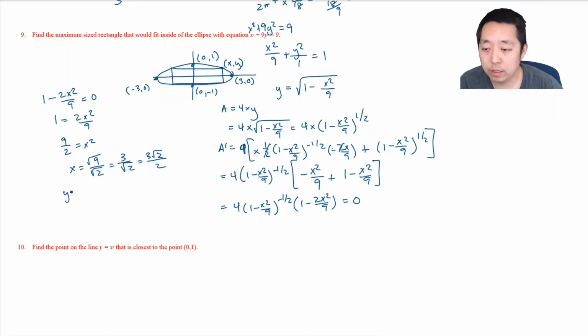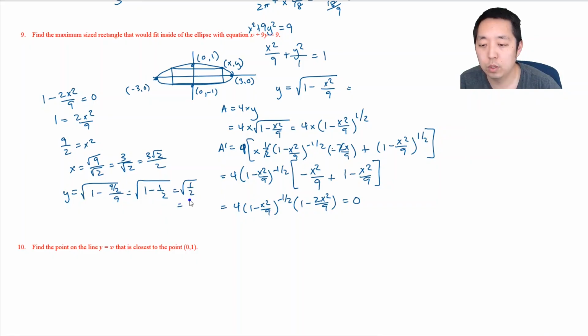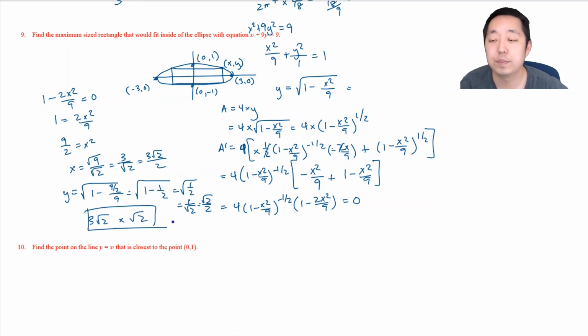And my y coordinate would be the square root of 1 minus x squared over 9. With x squared being 9 halves, 9 halves over 9 gives the square root of 1 minus 1 half, because the 9's cancel. That's equal to the square root of 1 half, which is 1 over root 2, which is root 2 over 2. Okay, so that's my y coordinate, that's my x coordinate, but really the dimensions are twice as long because it's an ellipse. So my dimensions are going to be 3 root 2 by root 2. Those would be the largest size rectangle that I could fit.